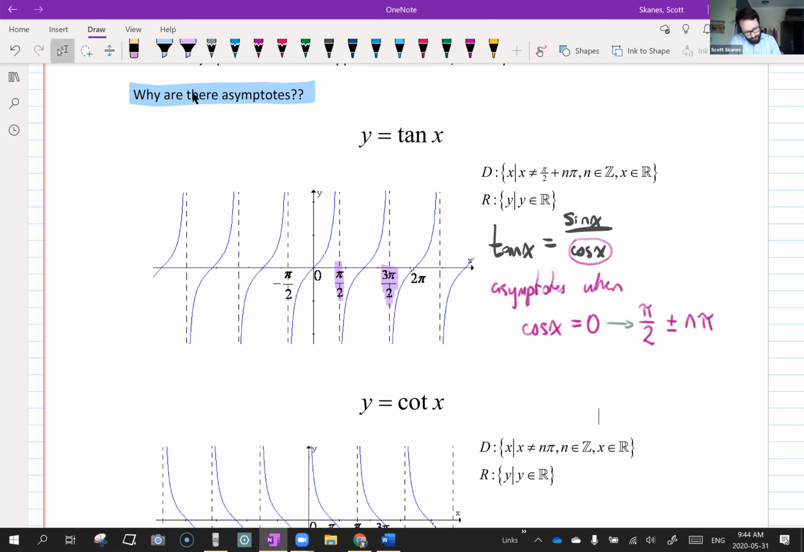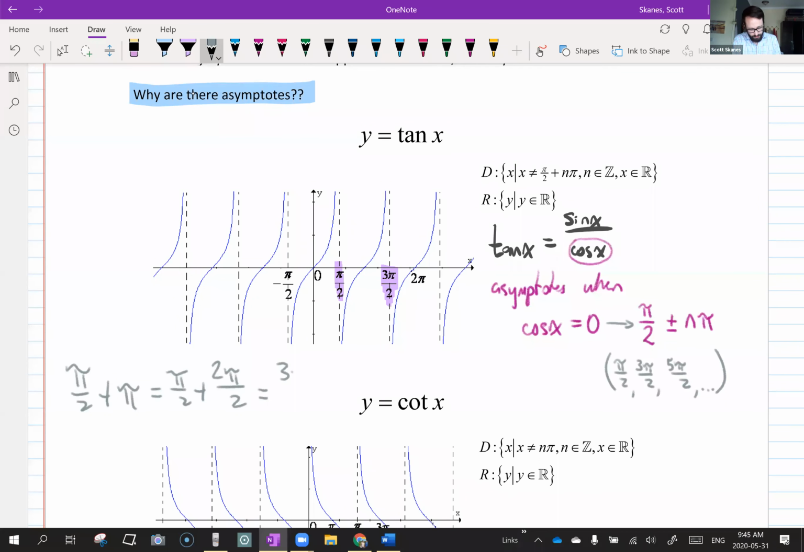What this means is that we're going to have asymptotes at the values of, let's say, pi over 2, or 3 pi over 2, or 5 pi over 2, and so on. Where do those values come from? Well, pi over 2 plus 0, pi over 2 plus pi. Pi over 2 plus pi is the same as pi over 2 plus 2 pi over 2, just common denominator. That gives 3 pi over 2. So that's why this works out the way that it does.